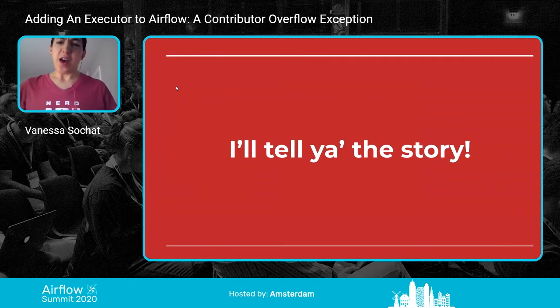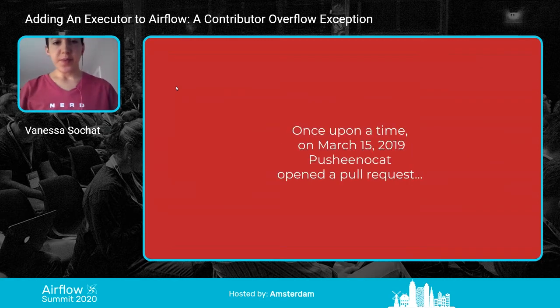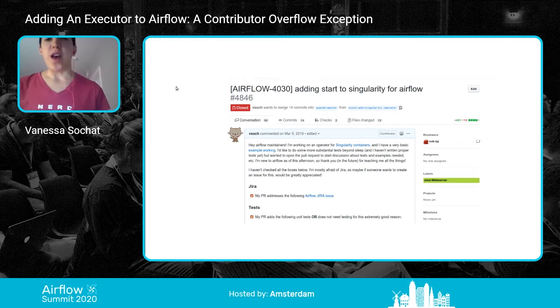Okay, so now I'll tell you the story. Once upon a time, on March 15th, 2019, Pushinicat opened a pull request. And it was a great pull request. She said, hey, Airflow maintainers, I'm working on the Singularity operator because I like Singularity containers, and here's what I'm doing. And oh, I see that I need to open this Jira issue. I'm not sure about that. Can you tell me about it? Can we also talk about testing?